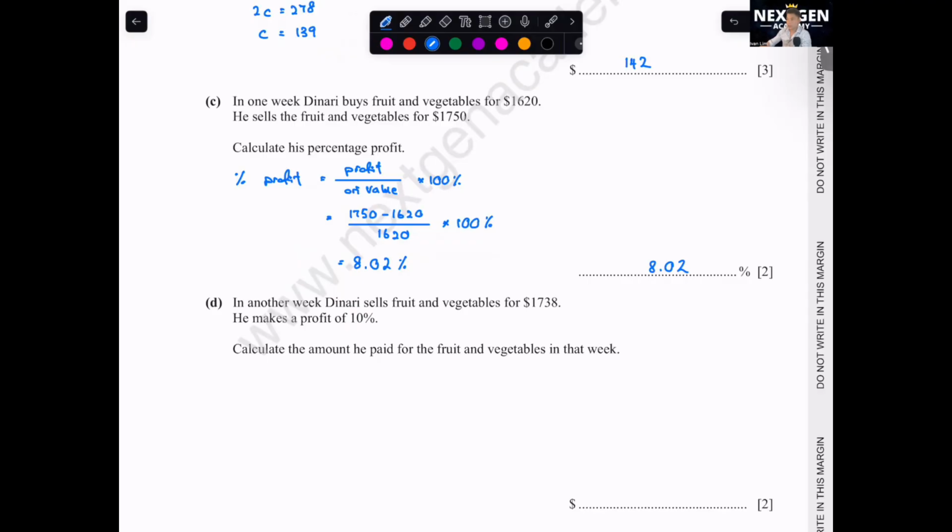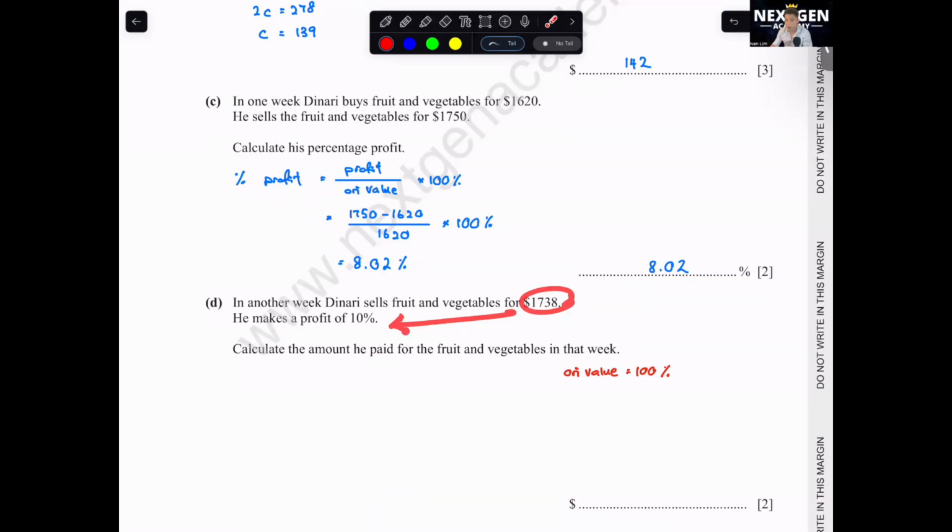Next one, question D. In another week, Dinari sells fruit and vegetables for $1,738. He makes a profit of 10%. Calculate the amount he paid for the fruit and vegetables in that week. 1,738 represents how many percent? That's the most important thing to know first. If you get confused with questions related to percentage, we always start with this guidance. Your original value equals 100%. This is the price that he sold with a 10% profit, meaning this represents 110%.